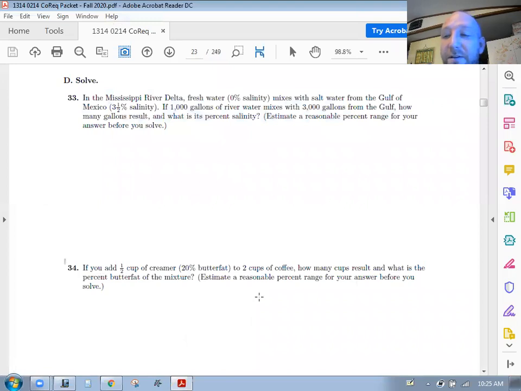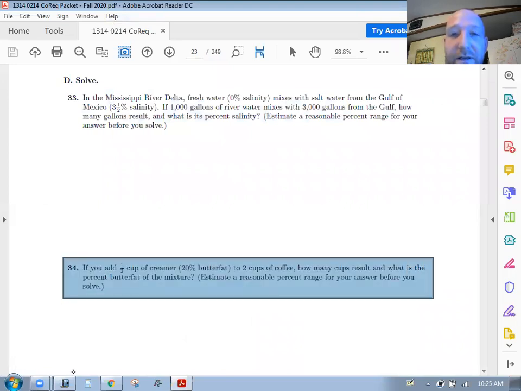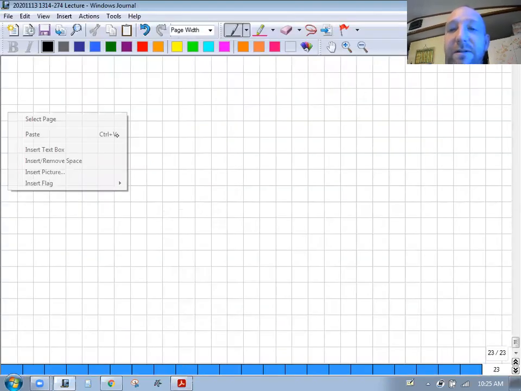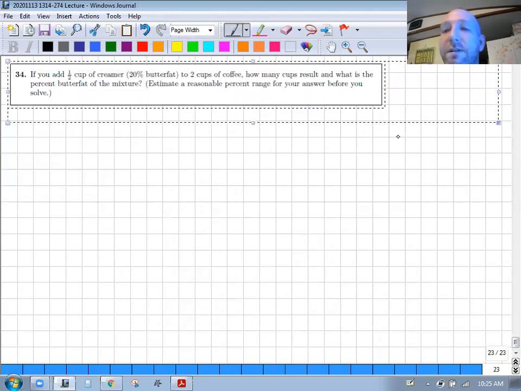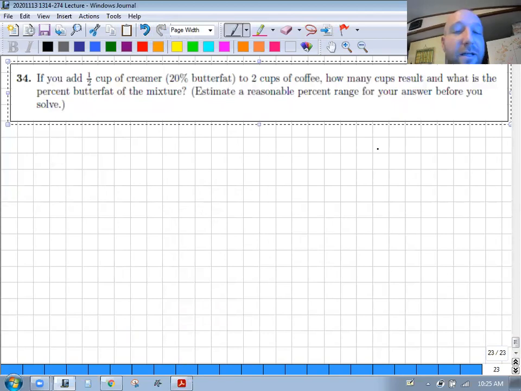Pretty much everything else in this packet I could figure out on the fly. It's been 10 years since I taught. I used to teach mainly pre-cal and calculus.